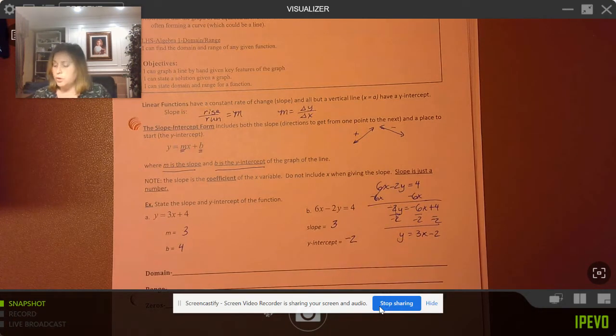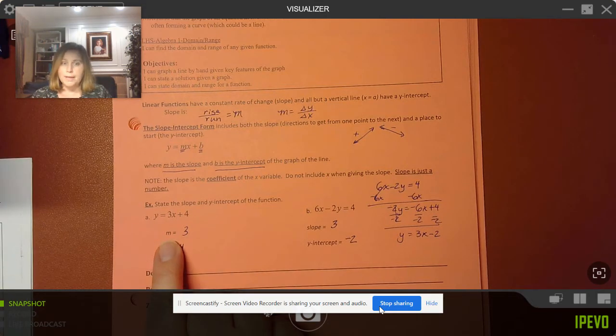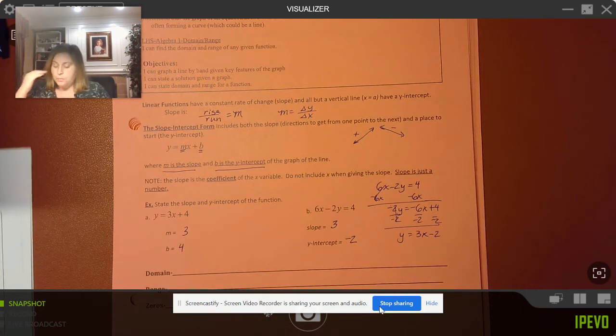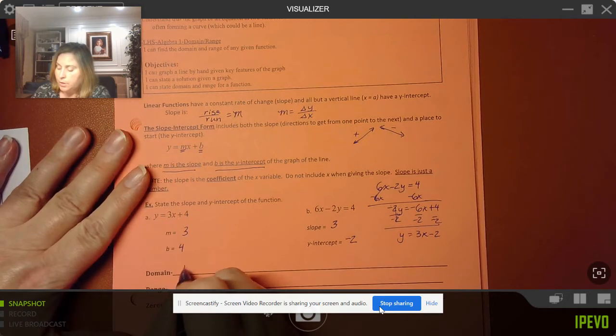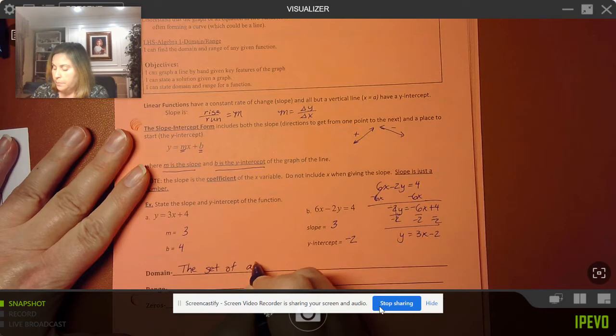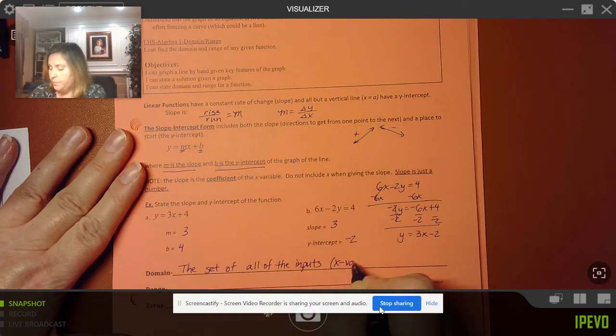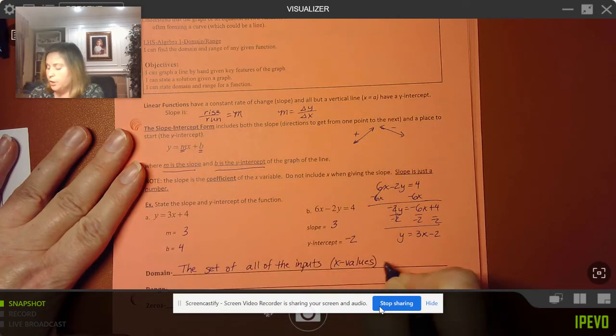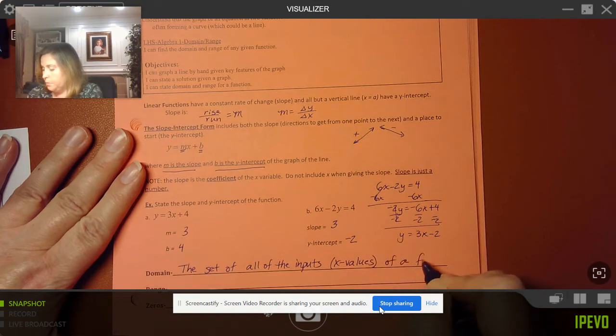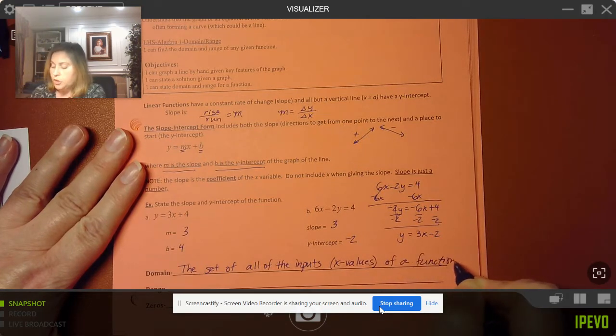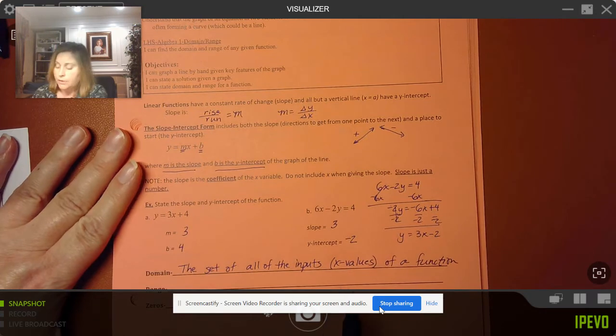Okay, so those are the key features of a line in slope-intercept form: the slope and the y-intercept. That's why it's called slope-intercept form. So let's talk about domain. Domain is the set of all the inputs, also known as x values of a function. And range is the set of all of the outputs, or the y values of the function.